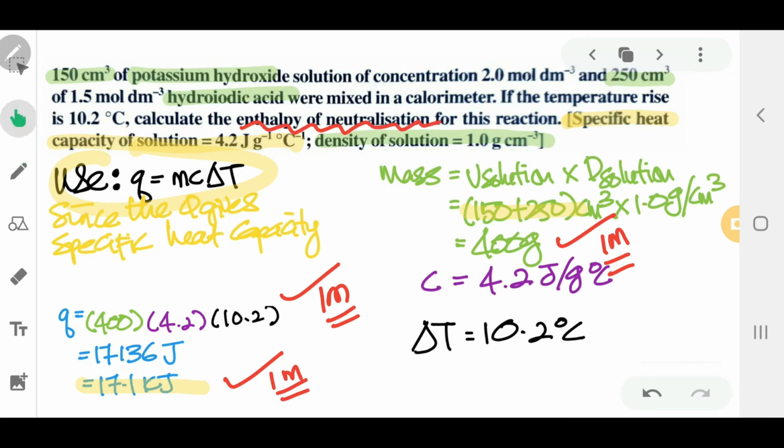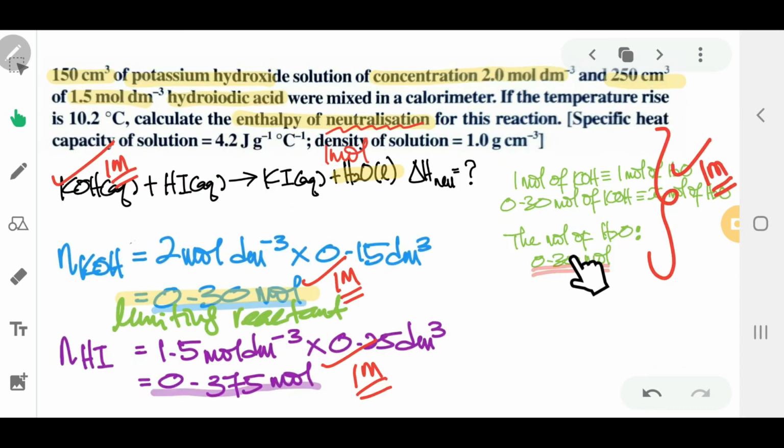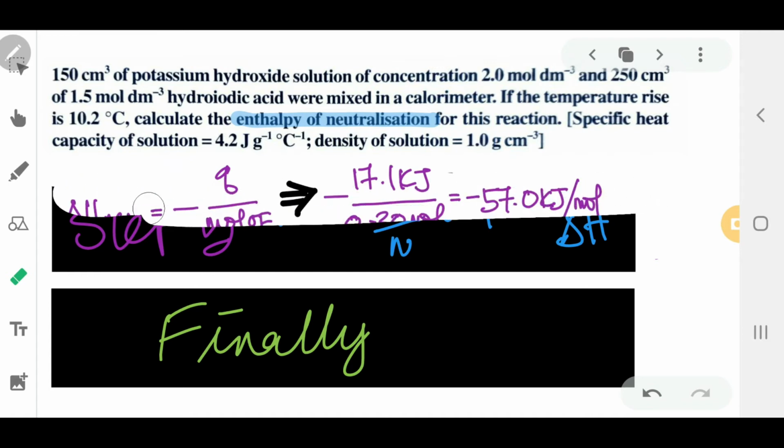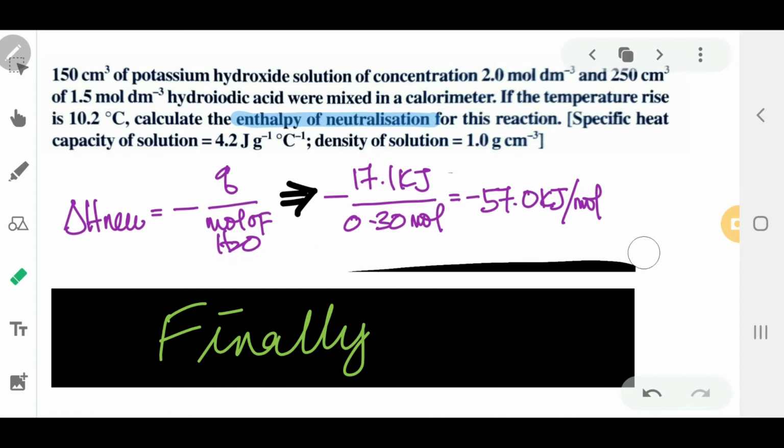Now we have found the Q value, and you have also found the number of moles of water. We're going to use both pieces of information, and we will be doing step number 5, in which we find the delta H, the enthalpy of neutralization. To find the delta H for neutralization, we have to use the formula Q over n, Q over the number of moles of water in this case. So it's very simple.